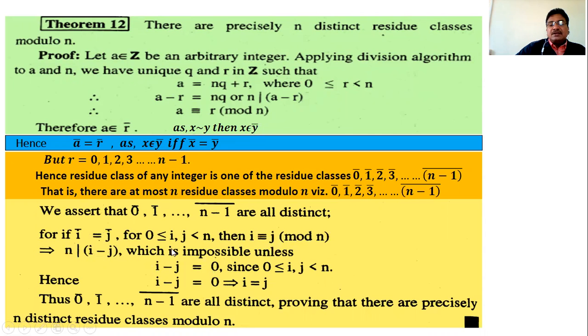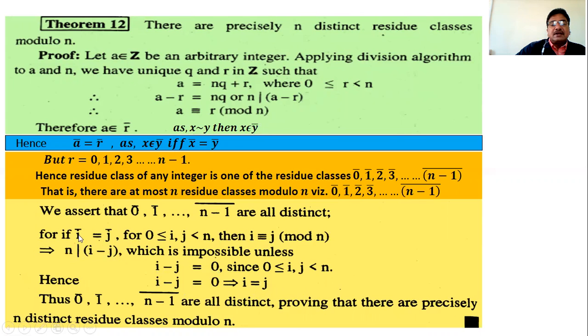But what is i minus j? i and j both are strictly less than n, means i minus j is strictly less than n. And n divides i minus j, which implies i minus j is equal to 0, because when a larger number divides a smaller number, then the smaller number must be 0. So i minus j is equal to 0, because n is larger than i minus j. Therefore i is equal to j.